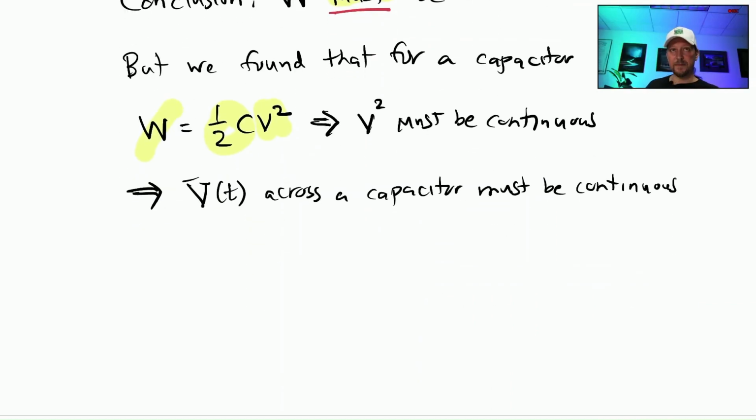That means that if you see the voltage across a capacitor go from 1 volt to 2 volts, it must have gone through all the values in between. It could not have jumped from one value to another discontinuously. And that's one of the most fundamental properties of passive elements.